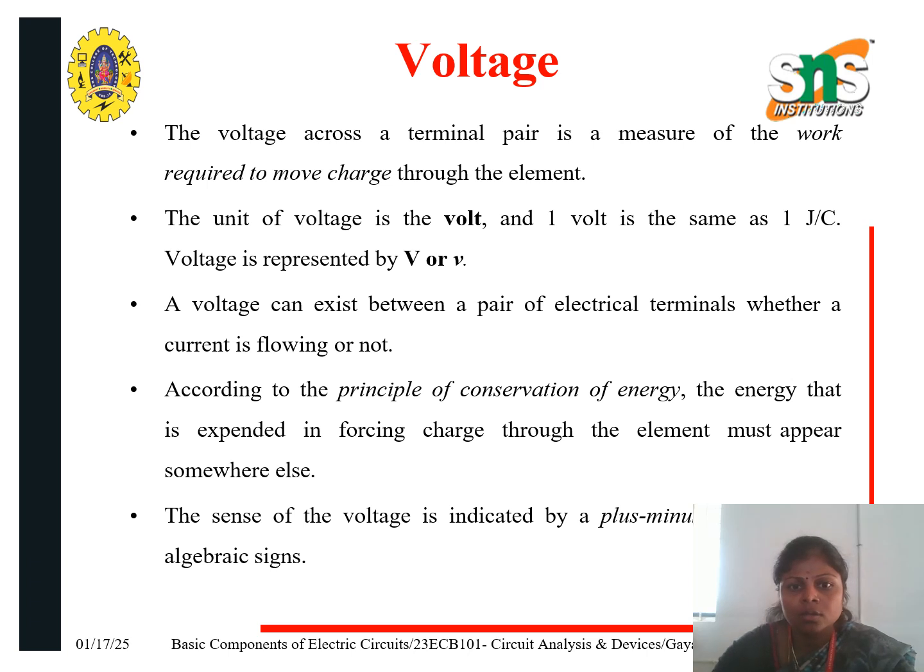Voltage. The voltage across a terminal pair is a measure of the work required to move charges through the element. The unit of voltage is the volt, and 1 volt is the same as 1 joule per coulomb. The voltage is represented by capital V or small v. Voltage can exist between a pair of electrical terminals whether current is flowing or not. According to the principle of conservation of energy, the energy expended in forcing charge through the element must appear somewhere else. The sense of the voltage is indicated by plus and minus algebraic sign symbols.